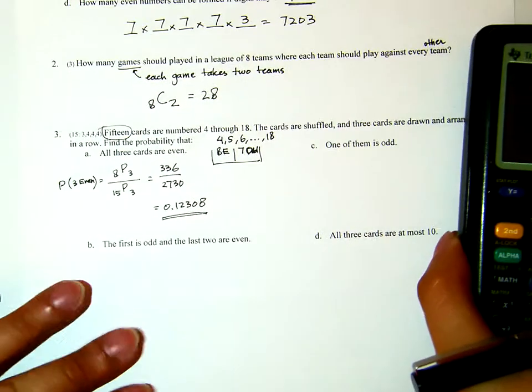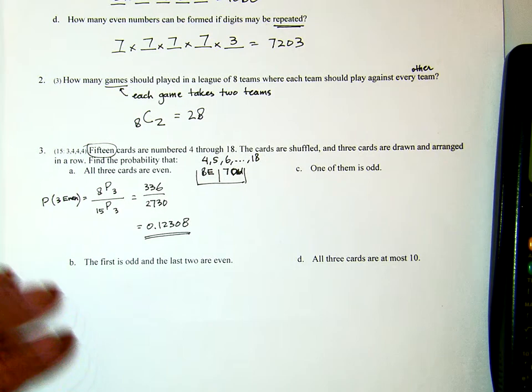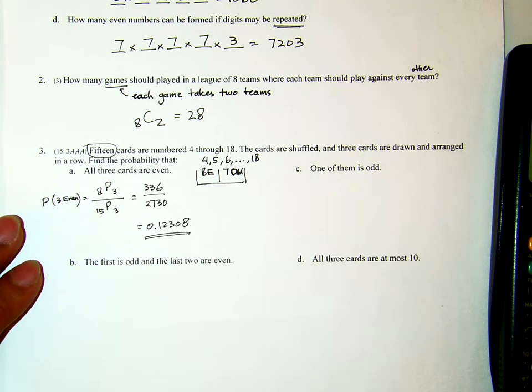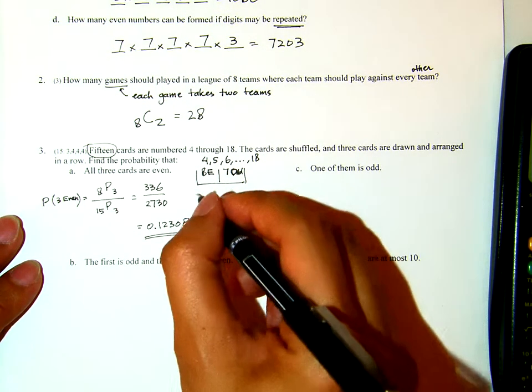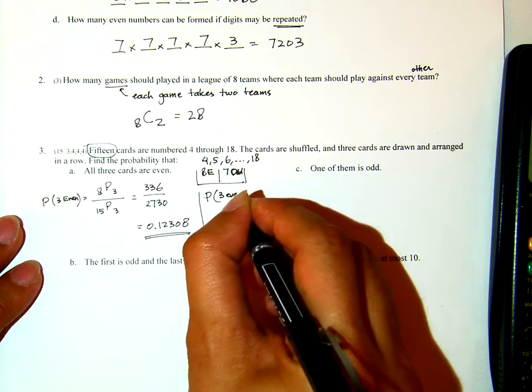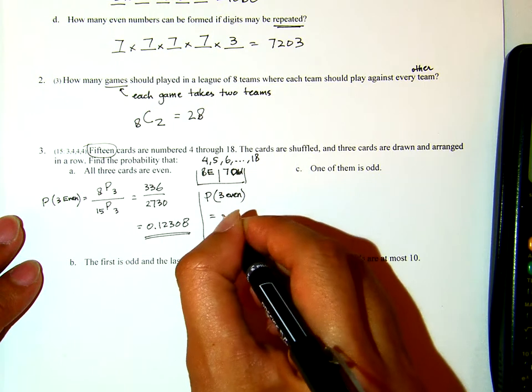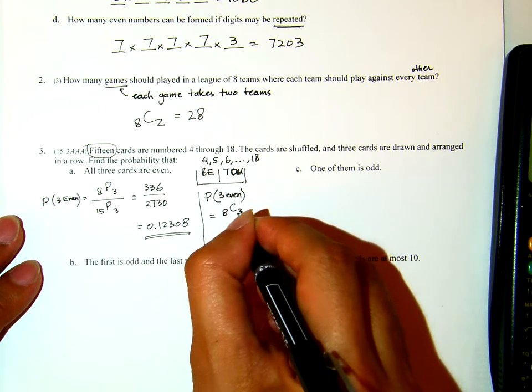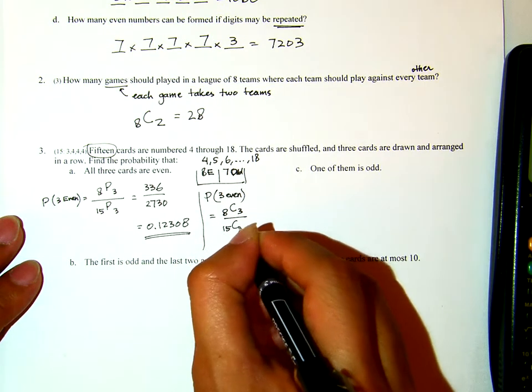Now, if we think about this, because all 3 cards are even, you can think of that as if the order is not important. To have all 3 cards even, regardless of the order, the order doesn't matter. So you can actually do it this way: the probability that 3 cards are even can be done by 8 choose 3 over 15 choose 3.